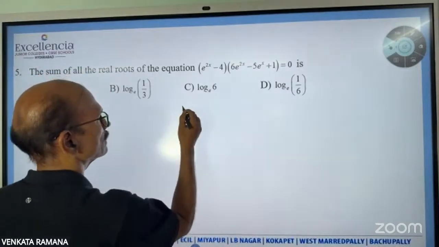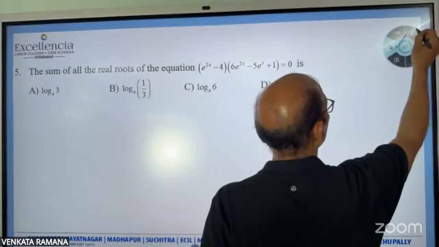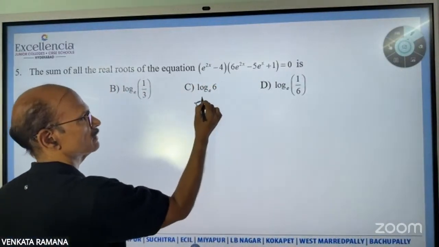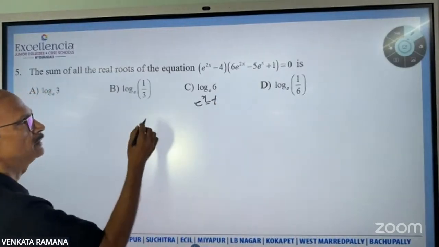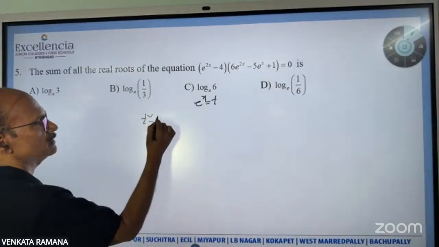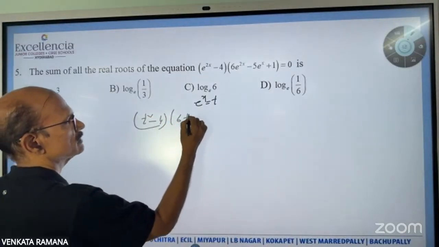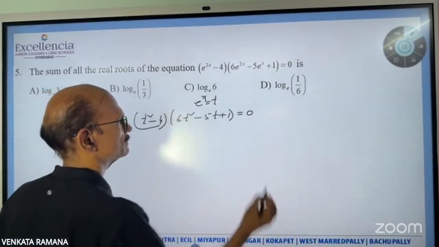So in this question, let e power x equal t. See all of it. If e power x equals t, then it becomes t square minus 4, and this is 6 times of t square minus 5t plus 1 equals 0.